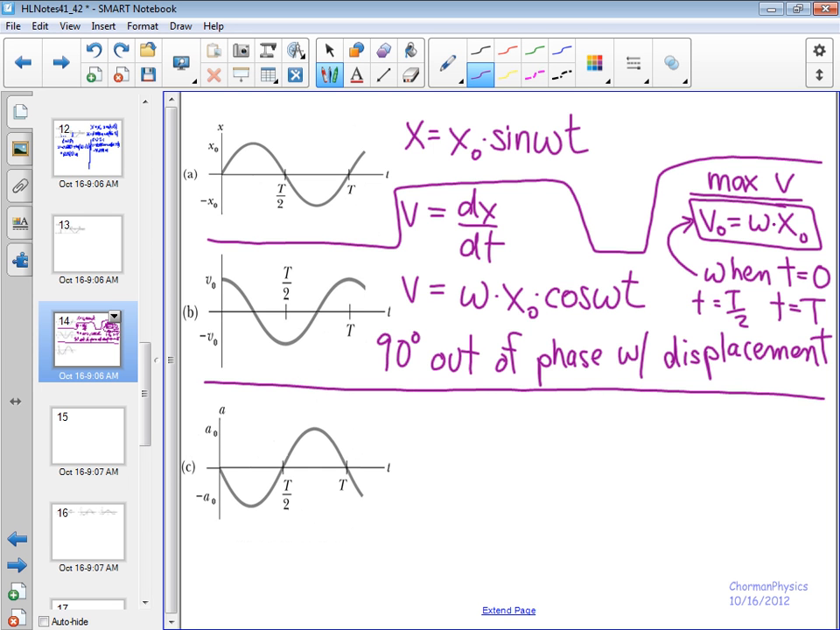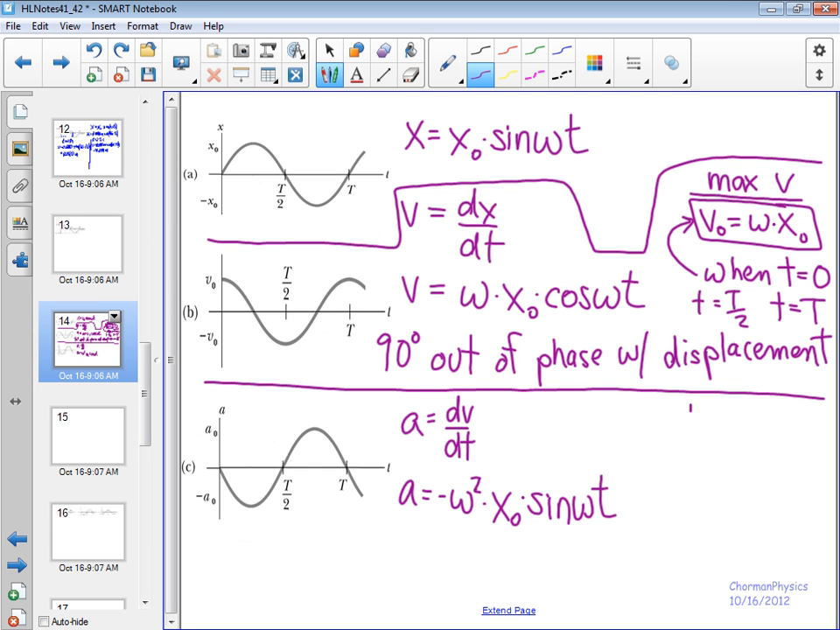We're going to consider the acceleration function. Again, for calculus, the acceleration is just the time derivative of velocity. So the acceleration is equal to negative omega squared times x naught times sine omega t. And you should see something familiar here. And I'm going to tell you what it is in a second.